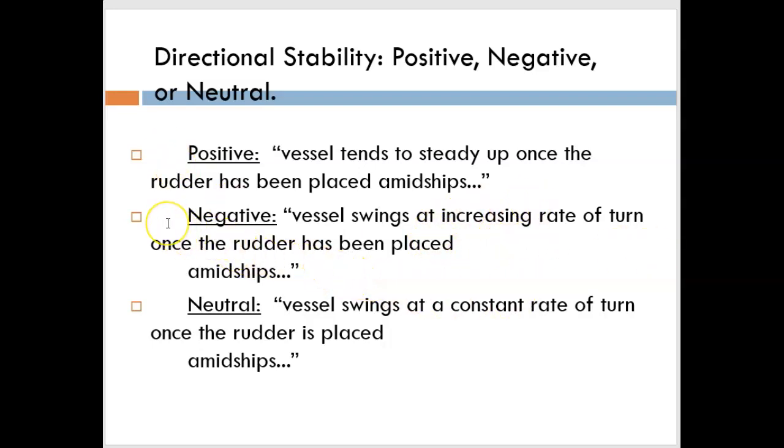Negative directional stability is when the vessel swings at an increasing rate of turn once the rudder has been placed amidships. Well, that's a pretty bad vessel. The vessel swings at an increasing rate of turn once you have put the rudder back to the middle. It's very dangerous and very difficult to steer that ship. And neutral directional stability: the vessel swings at a constant rate of turn once the rudder has been placed amidships. Well, that's not very good either, but that's called neutral directional stability.